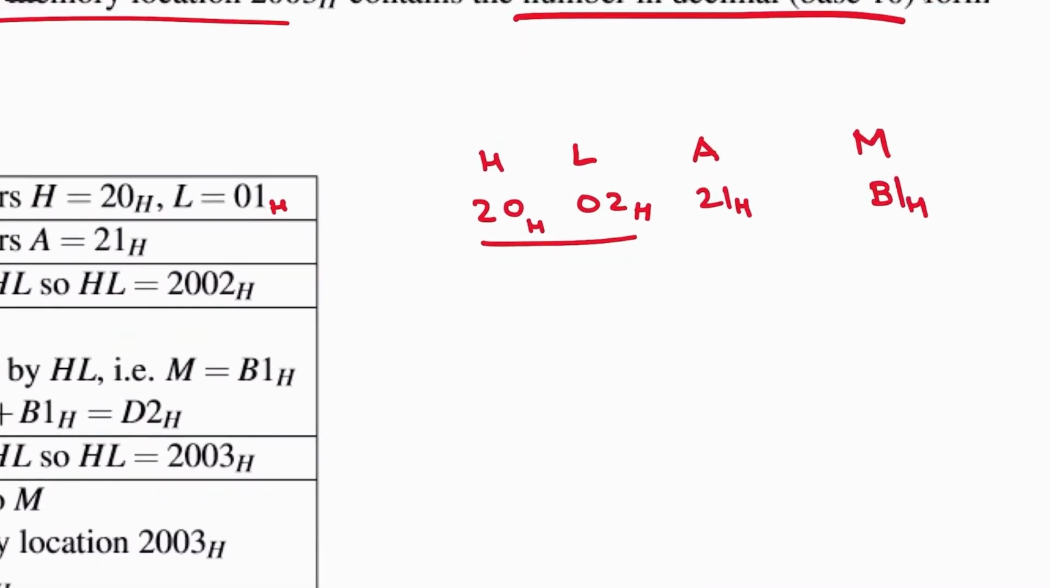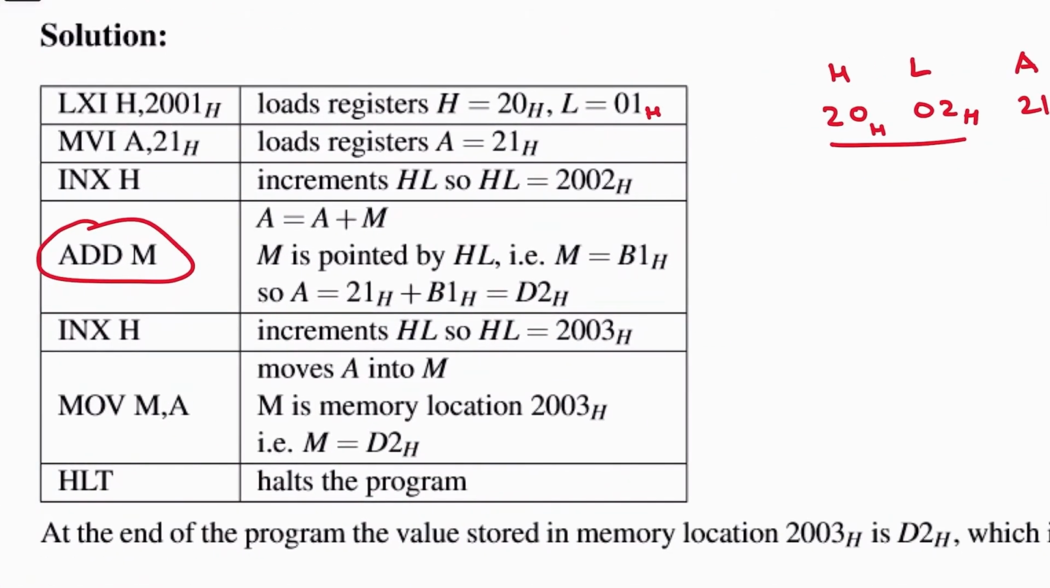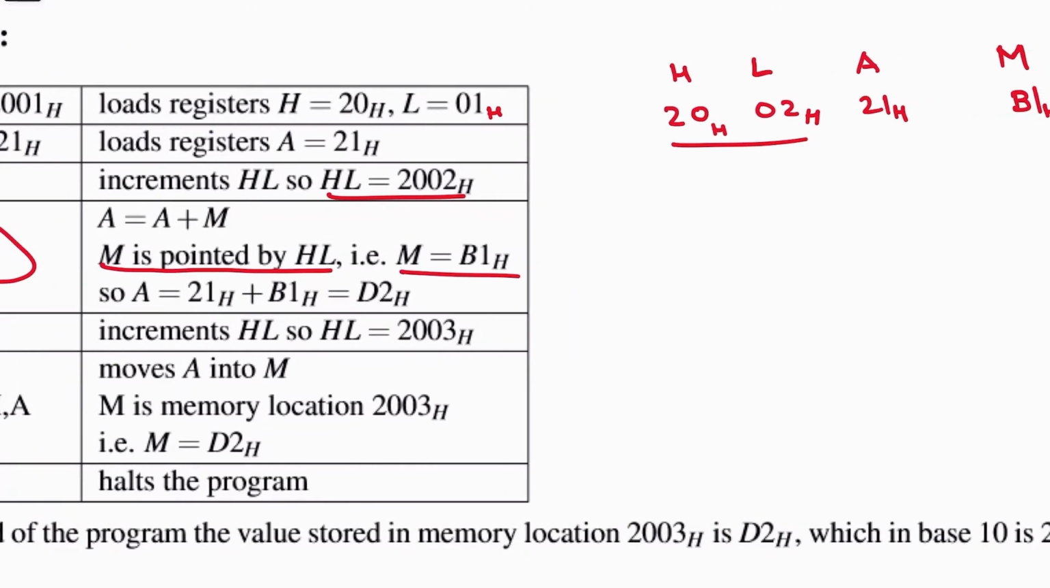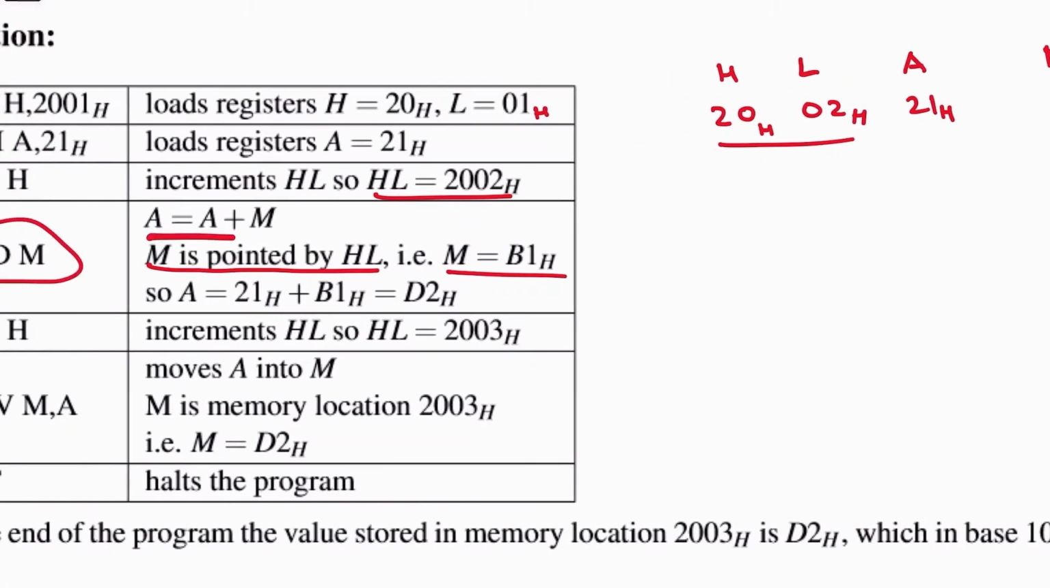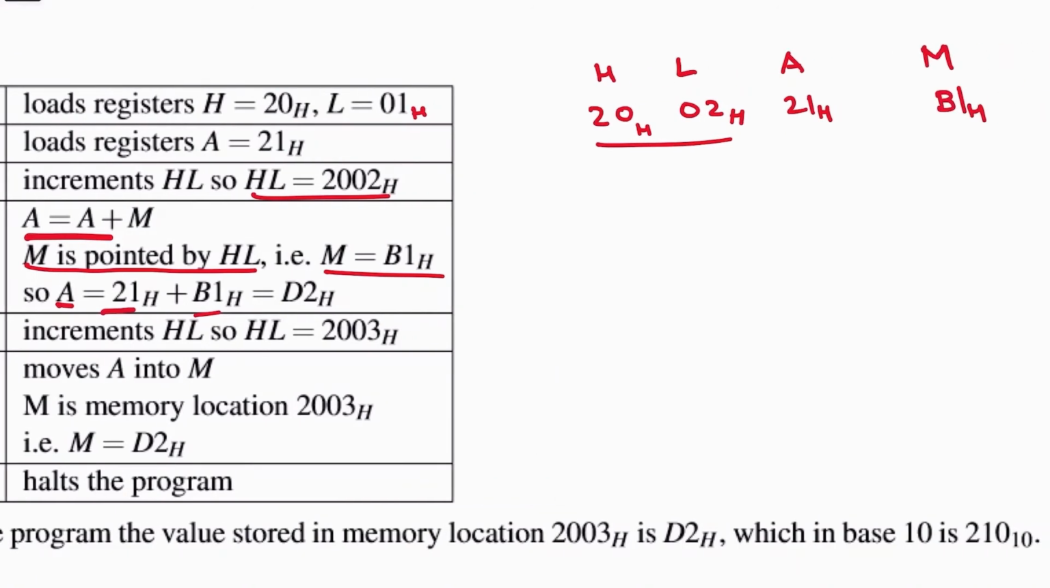So this is B1H, right? So M is pointed to by HL, therefore M contains B1H because HL is 2002. So A is 21H and M is B1H. So now we do A equal to A plus M. So A equal to 21 plus B1H, which, if you do the hexadecimal arithmetic, is fairly straightforward, and you will get D2H. So again, let's update the states of our registers. A is D2H.